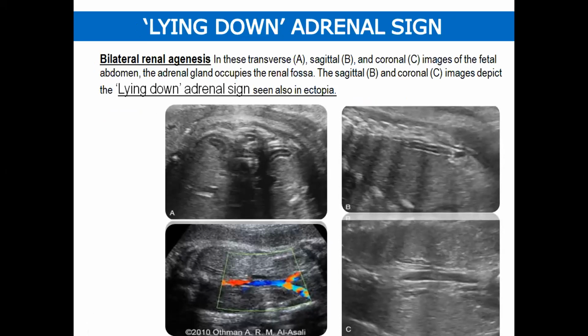When the kidneys are not seen in the renal fossa, the adrenal gets flattened and lies down. This is called the lying down adrenal sign. We can clearly see in this longitudinal scan the hypoechoic flattened adrenals. This was a case of bilateral renal agenesis, where both adrenals are flattened, and putting a Doppler, the renal arteries are not seen.